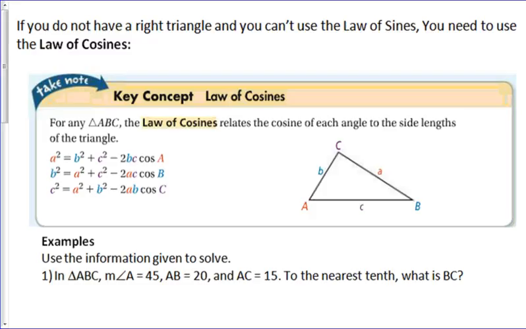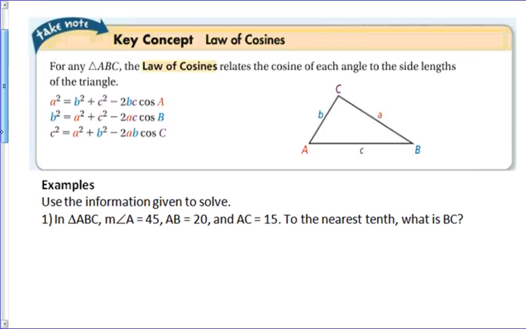It could look three different ways, but really, for any triangle ABC, the law of cosines relates the cosine of each angle to the side lengths of the triangle. So we pick a side length, and that's what we're going to be working with, a squared. A squared is equal to the other two sides, b squared plus c squared, minus 2 times b times c, times the cosine of that opposite angle. So the angle only comes in there once, and otherwise it's all the rest of the sides.